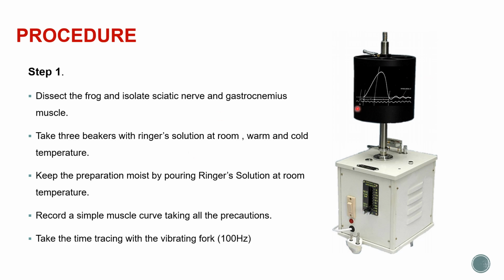This is how we will take a simple muscle curve, and after this we don't have to change any of the setup. All that we will do is we'll wait for some time and then pour the cold Ringer solution. Now time tracing is one thing which you can do either in the starting of the study, before you take up the graphs, or you can do after you have obtained all the 3 graphs.